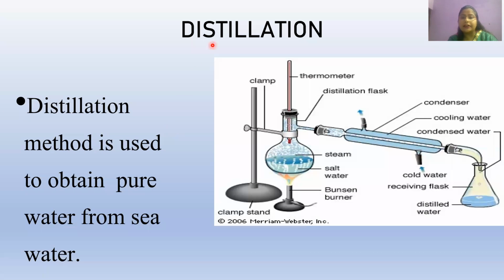Now the next method is distillation. The distillation method is used to obtain pure water from seawater. From seawater, we want the pure water. That process is known as distillation. It means to get the pure water, which we can easily use.